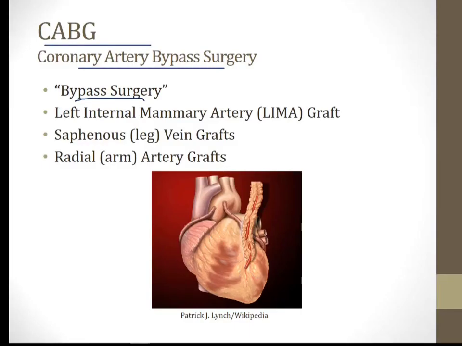There are a couple of ways to do this. Many times the surgeons take the left internal mammary artery from the subclavian, they leave it attached to the subclavian, and they attach the distal end to a coronary artery. This is called a Lima graft. Surgeons also sometimes harvest the saphenous veins from the leg or the radial artery from the arm, and then they use those as conduits. They stitch one end to the aorta and the other end to a coronary artery beyond an obstruction.